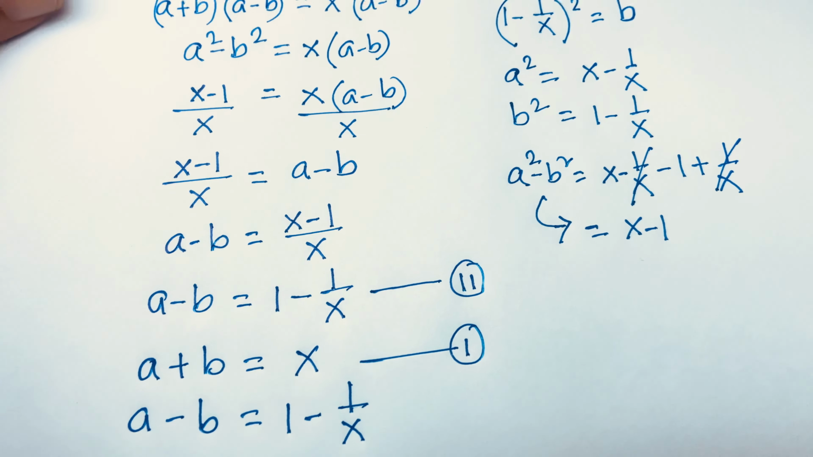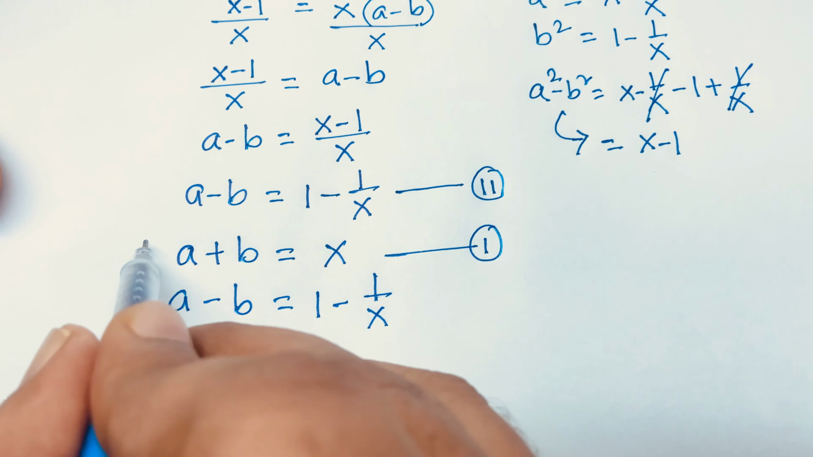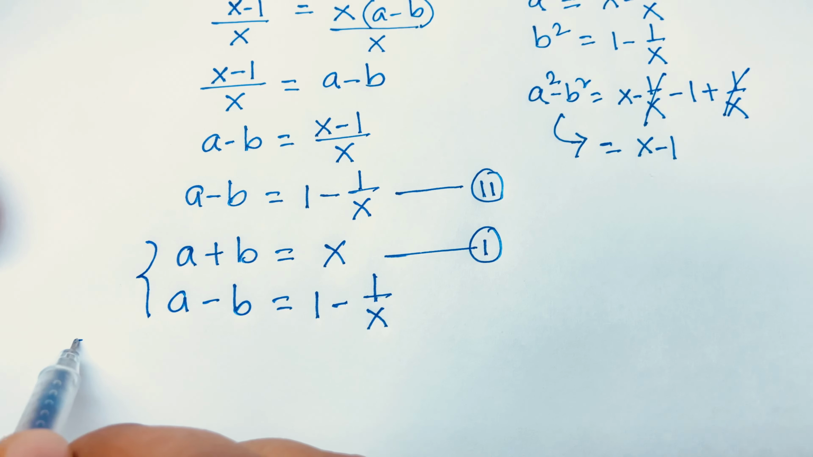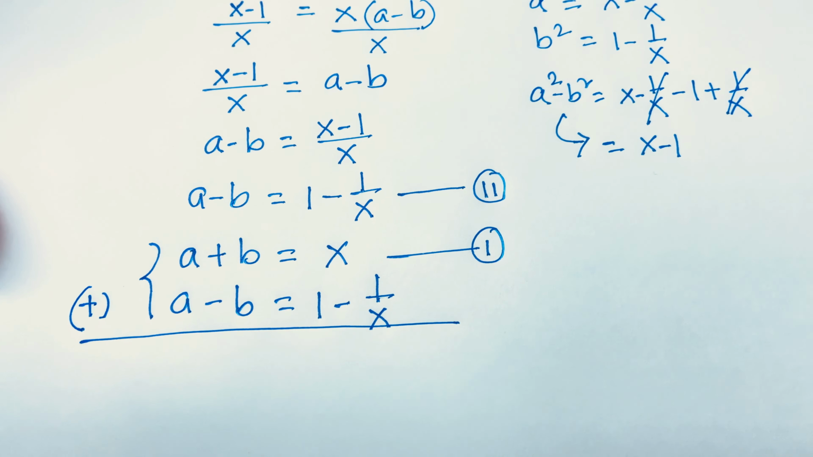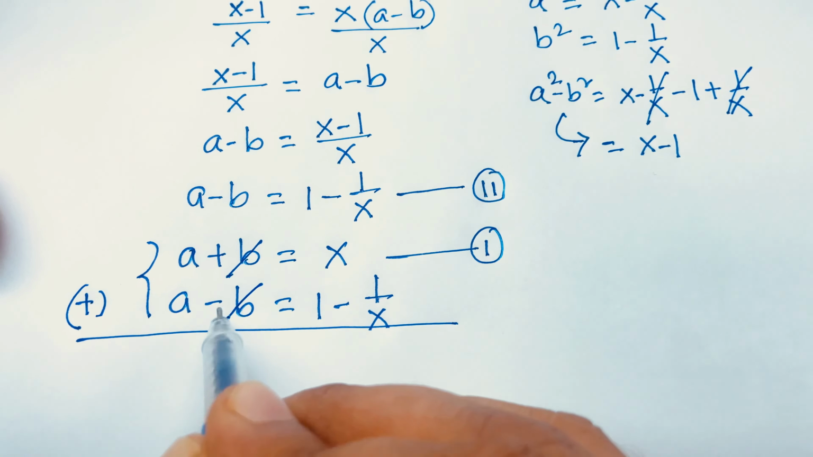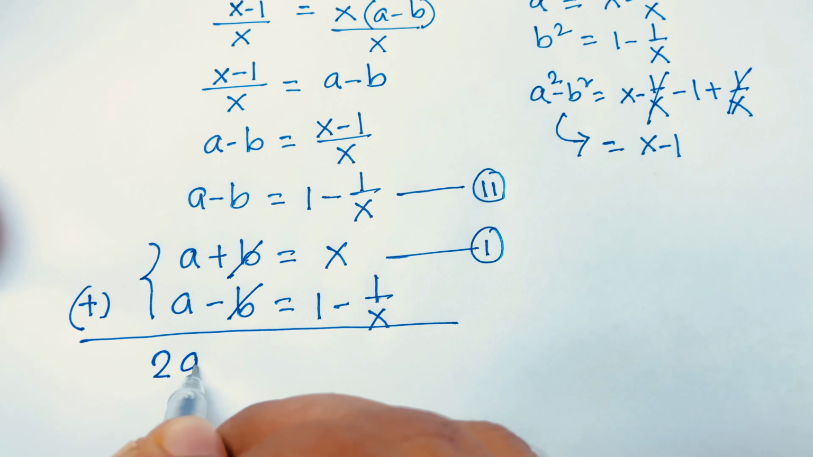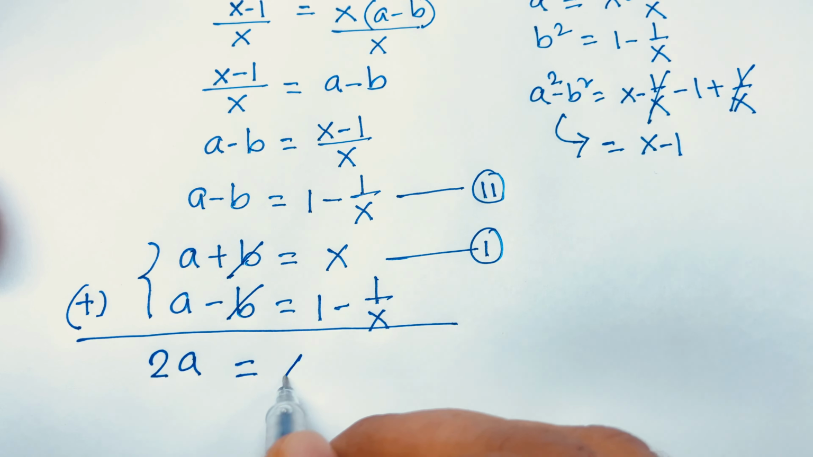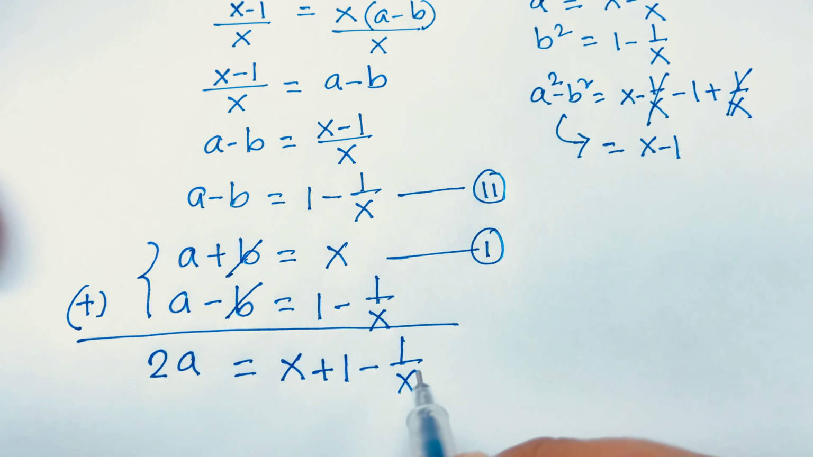Now at this moment if I add both equations, this equation and this equation, v cancels and we find a plus a, it will be 2a is equal to x plus 1 minus 1 over x.